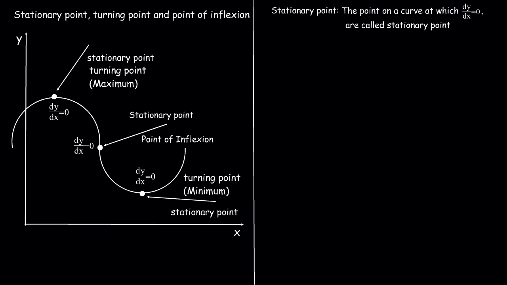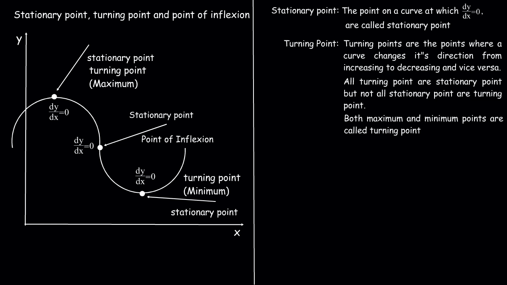Now the next concept is turning point. Turning points are the points where a curve changes its direction from increasing to decreasing or from decreasing to increasing. All turning points are stationary points. It is very important to know that all turning points are stationary points, but not all stationary points are turning points. We have two types of turning point. One is the maximum and the other is the minimum.